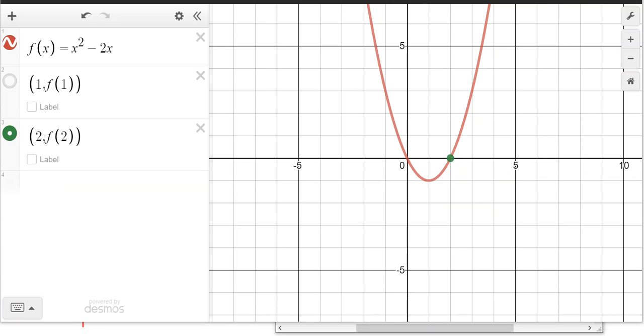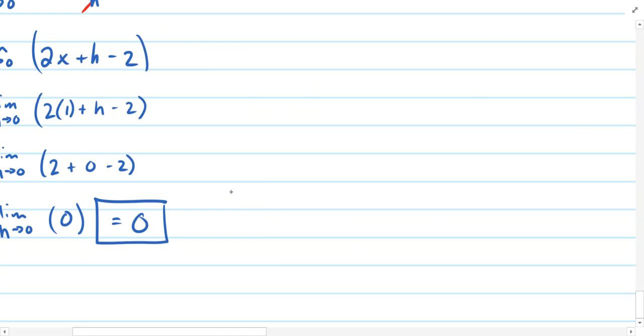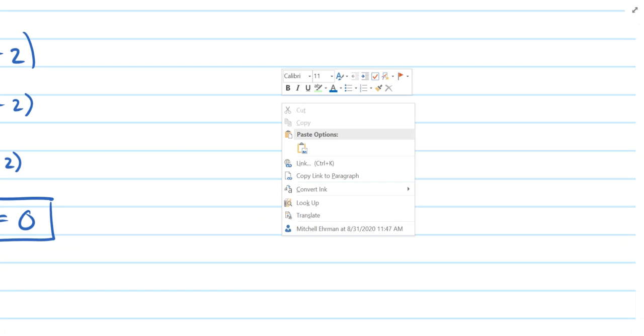Now if I reset and start talking about this point when x is equal to 2, well now we've got a different slope of this curved line, and that might be a little bit harder to see. Now I took a screenshot of that and I'll try to paste it here.